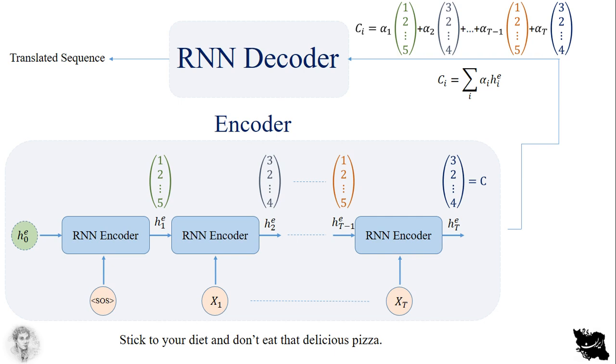The wiser solution to enrich the context vector C is attending to each element in the sequence differently and calculating C by a weighted sum over all hidden states of the encoder. This is the idea of attention mechanism, which was introduced in the paper entitled Neural Machine Translation by jointly learning to align and translate for the first time. Now the question is, how are these attention weights alpha i's calculated?